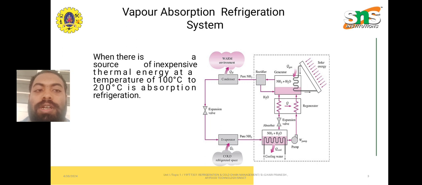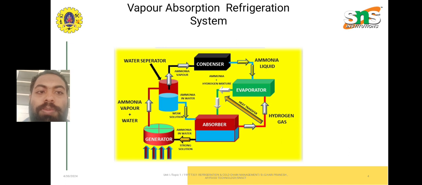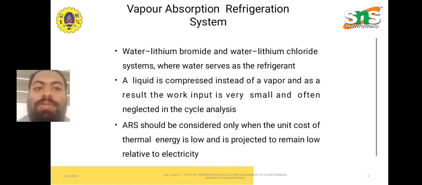In this, the process is as usual: evaporator, expansion valve, condenser, and instead of a compression device, there will be a rectifier, a generator, a regenerator, an absorber, and a pump. This is the process of the vapor absorption refrigeration system. The solution will be passed from the condenser to the evaporator and then to the absorber, and then it will be passed to the generator, as the refrigerant used is ammonia vapor and water. Then it will be passed to a water separator and again to the condenser. This is the process in the vapor absorption refrigeration system.